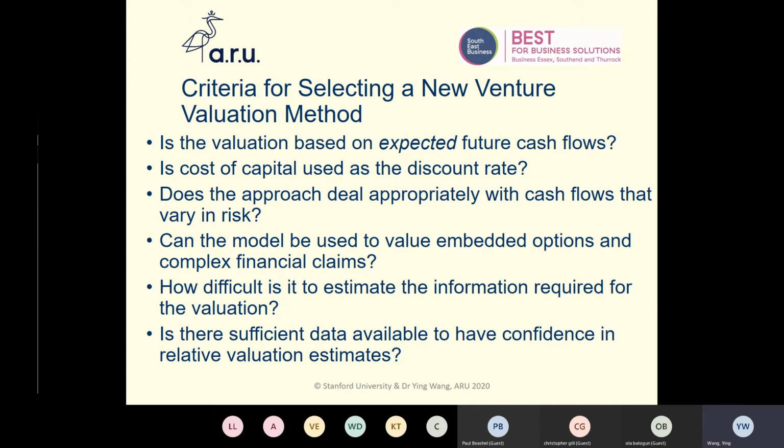And then you will consider, for example, how difficult it is to estimate the information required for the valuation. Do you have accurate information? Do you have sufficient data available so that you can make the relevant valuation estimate more accurate? So these are the questions you need to consider in the valuation process.